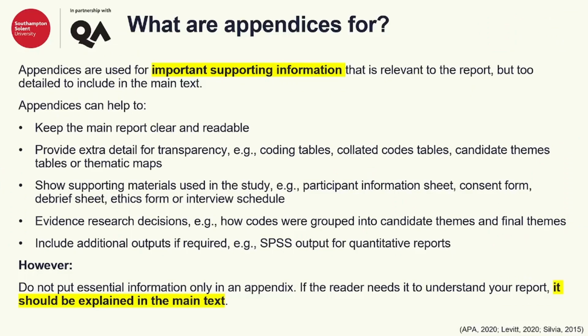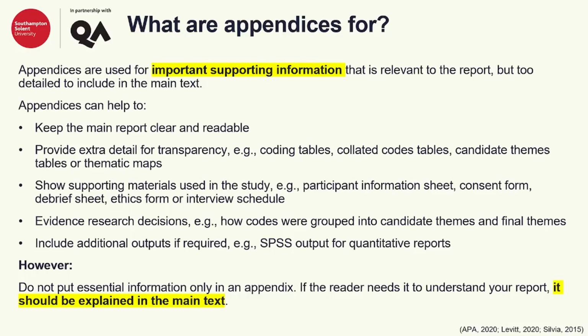Appendix contains important support information that would be too detailed to include in the main body of the report. The main report should remain clear and readable. More detailed supporting materials can then be placed in the appendix. For a qualitative report, appendix may include materials that show how your analysis was developed. For example, you may include a coding table, a collected code table, a candidate themes table, or a thematic map. These materials can show how you move from the original data to code and then from code to themes.